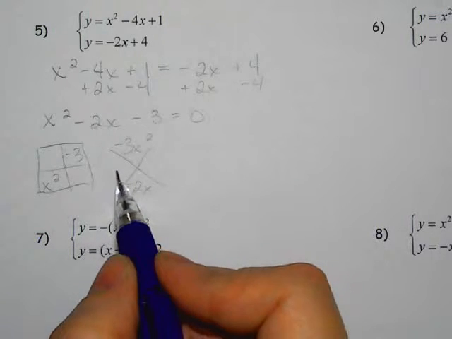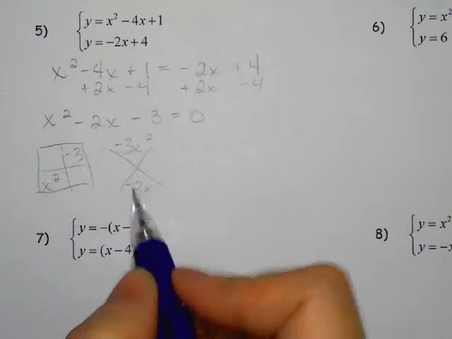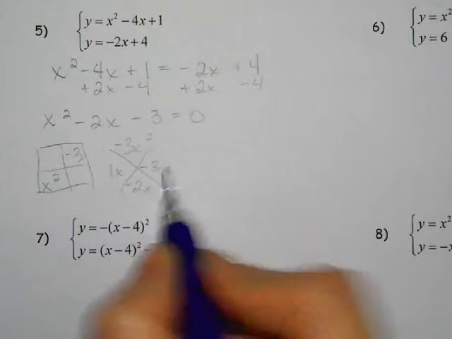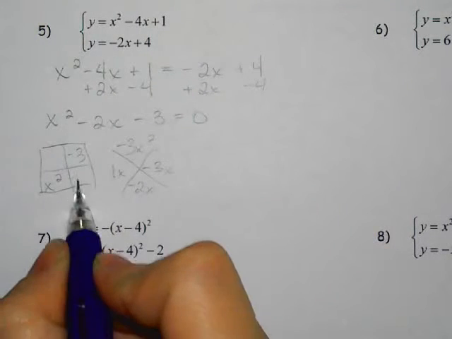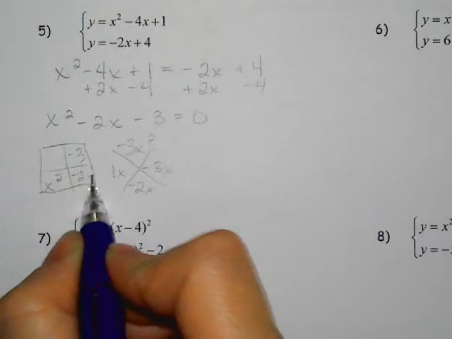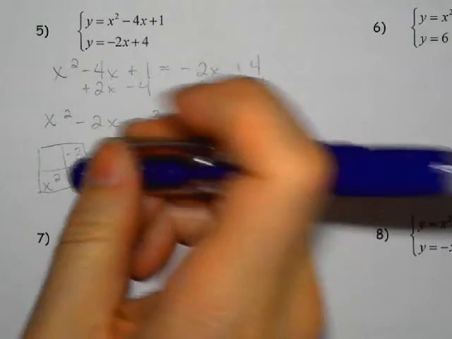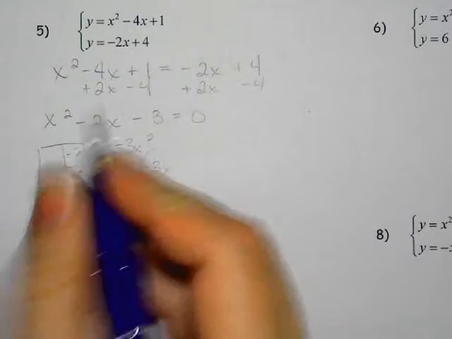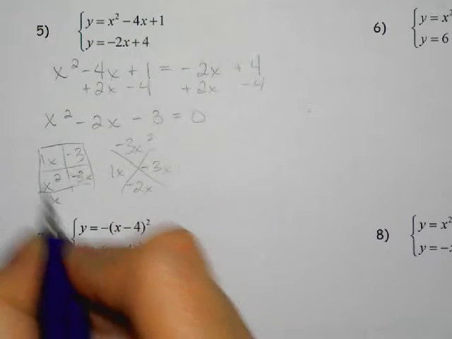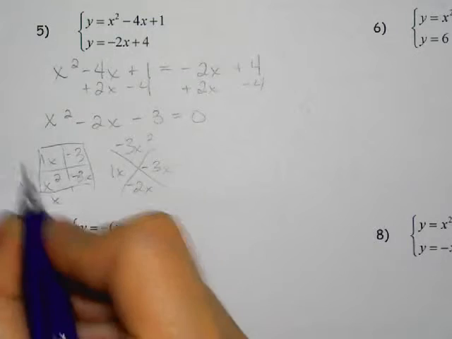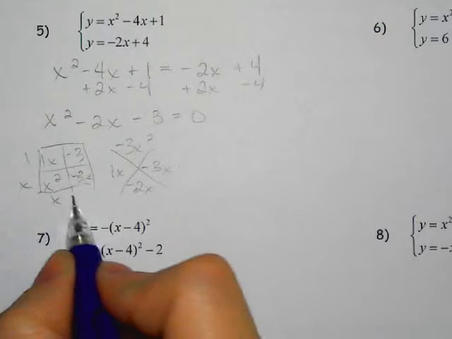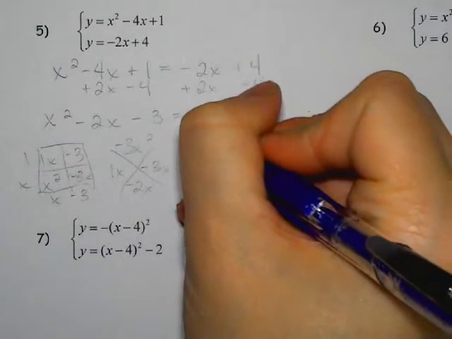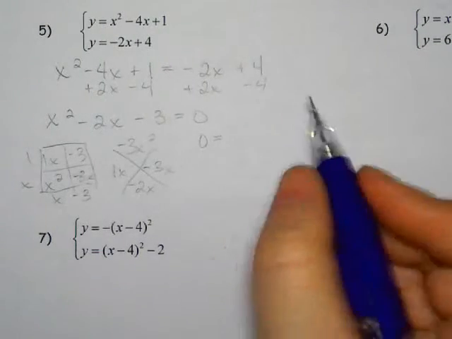So 1 and 3 are my only factors of 3. I need the bottom to be negative, so I'm going to have a positive 1x and a negative 3x to add up to negative 2x. So those go in the boxes. Negative 3x, 1x, x times x times 1 equals 1x, and x times negative 3. So I can rewrite this.